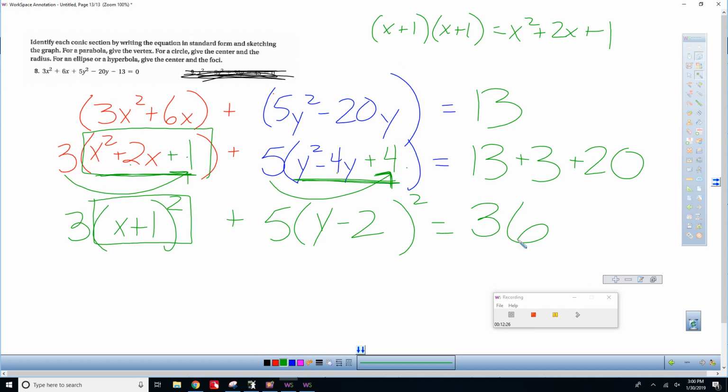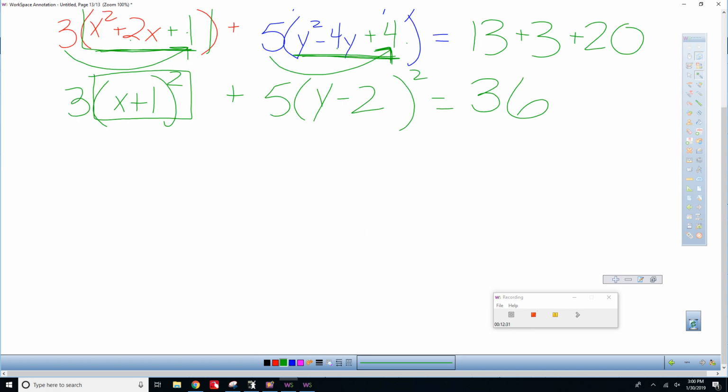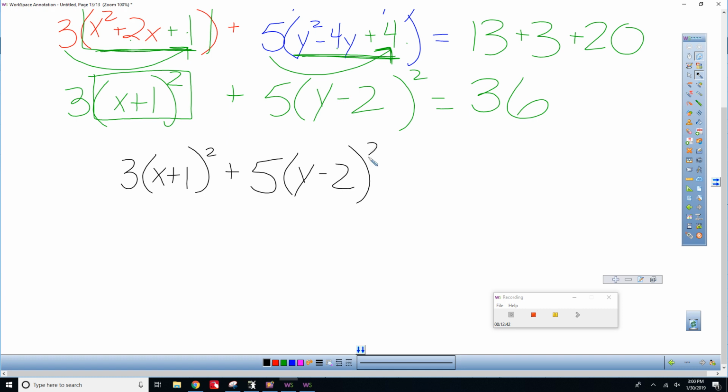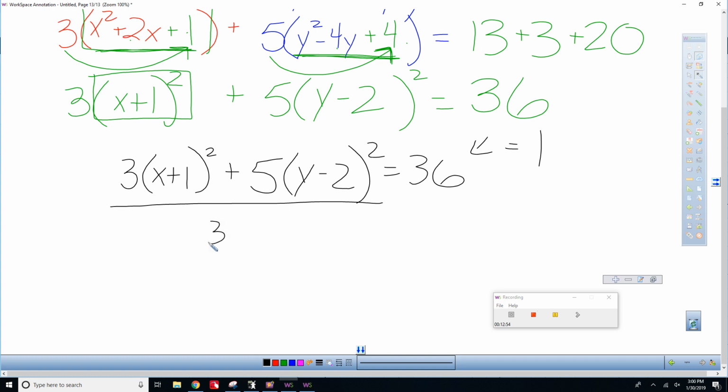All right, now I'm just going to rewrite it in black. So what do I have here? I have 3 times (x plus 1) squared plus 5 times (y minus 2) squared equals 36. Well, I don't recognize this at all. Let's get this equal to 1. How do I do that? Let's divide everything by 36. Okay? And what does that do for us?